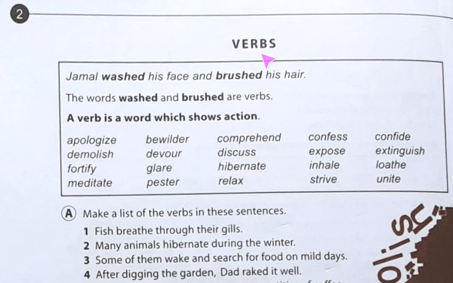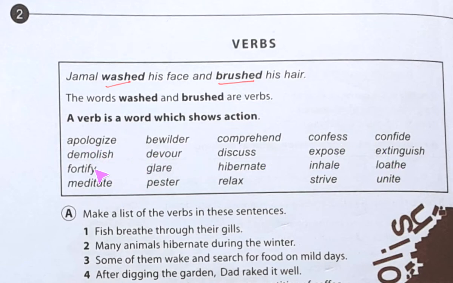Verbs. You have already read it several times. After that, let's see what is written over here. The first sentence is: Jamal washed his face and brushed his hair. In this sentence, the words washed and brushed are verbs. A verb is a word which shows action. We know it.